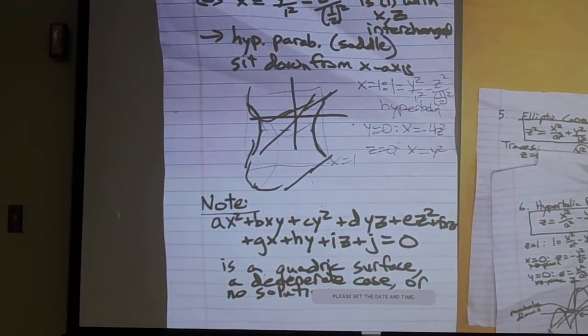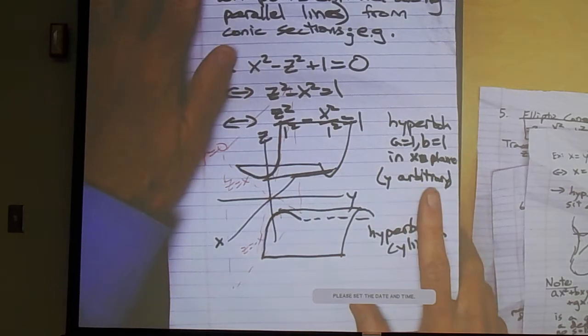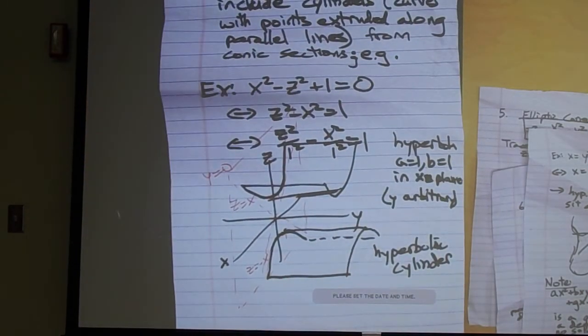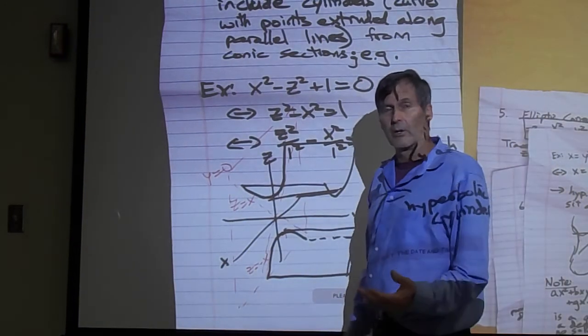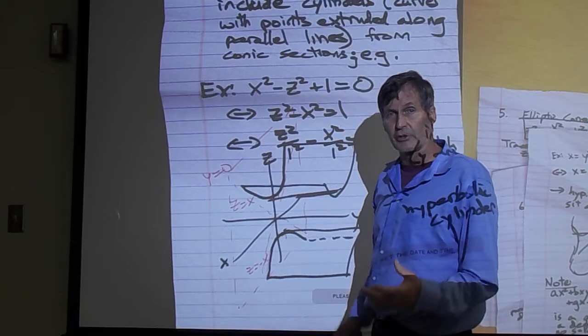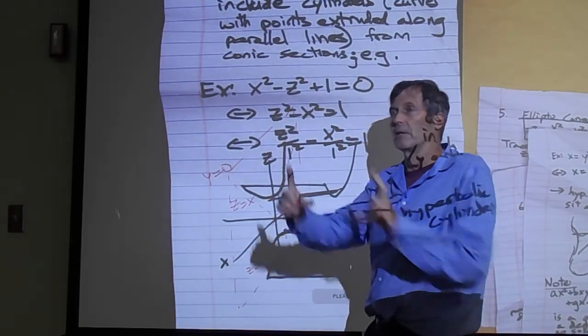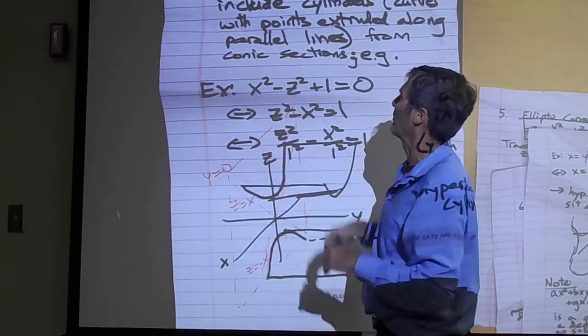We can get just points and so forth still. Here's an interesting case right here. The degenerate cases include what we call cylinders. Cylinders are where you take a plane curve and you extrude it. You slide each point along the plane curve in a parallel line, and so you get a whole bunch of cross sections that are all that plane curve.